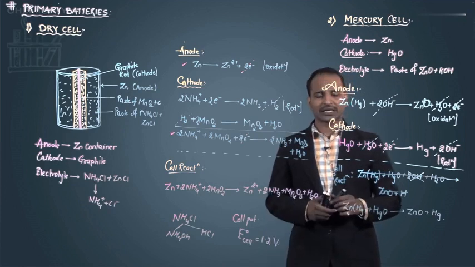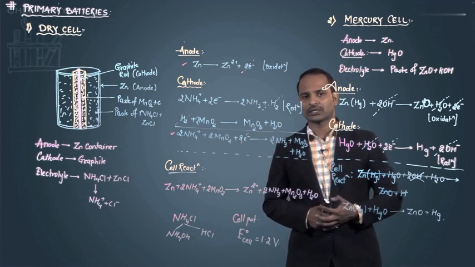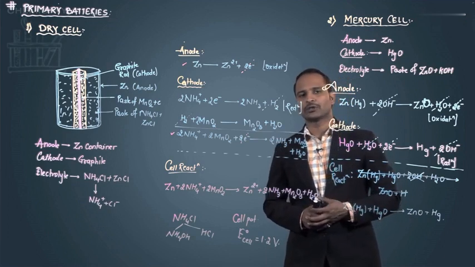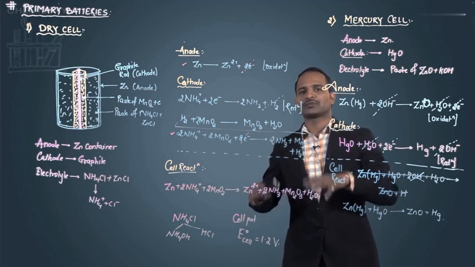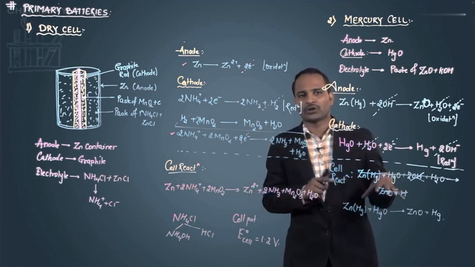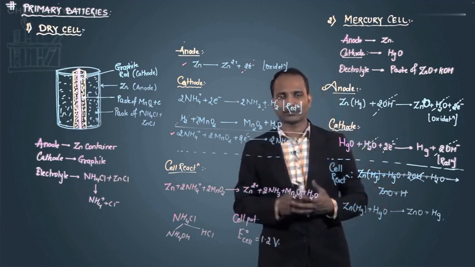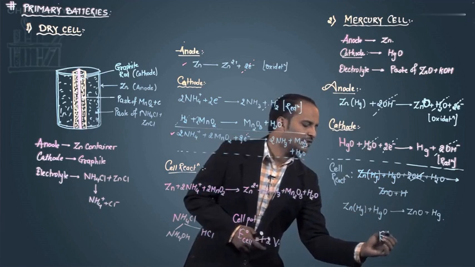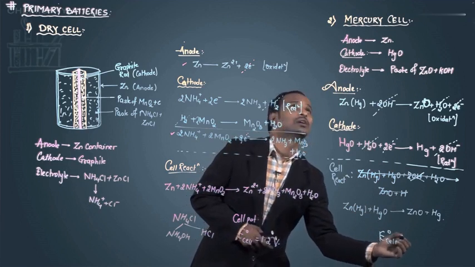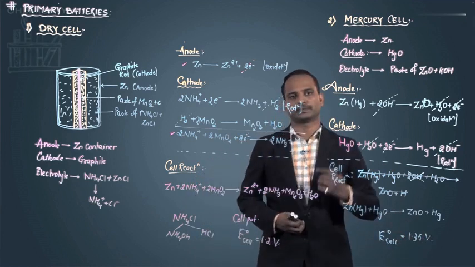So in a mercury cell there is no ion forming in the overall cell reaction, and since there is no ion, the potential of the cell does not vary but remains constant, and it has a better life compared to the normal dry cells. The E0 cell value for this mercury cell is 1.35 volts.